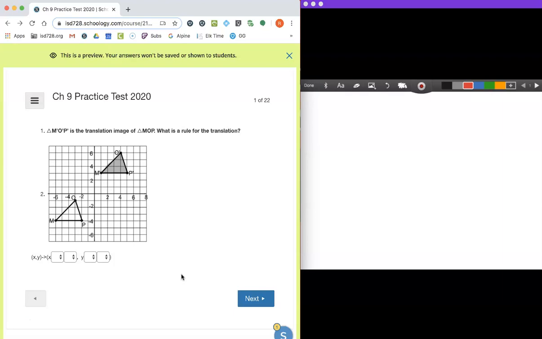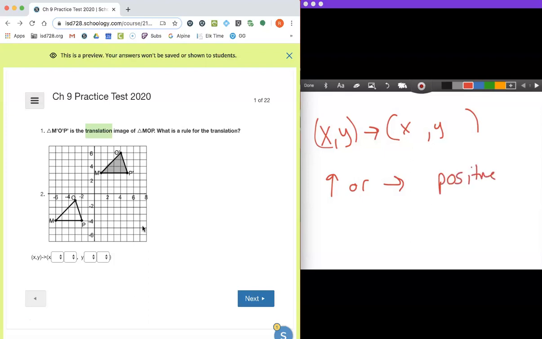So what we're looking at is triangle M prime, O prime, P prime, and triangle MOP, looking at how we can translate to get from one to the other. A rule for this translation, remember, is written as an x, y and then an arrow, and then what's happening to x and what's happening to y. Remember that anything that moves up or right is positive. Anything that moves down or left is negative. That's what we need to remember about our translation rules.